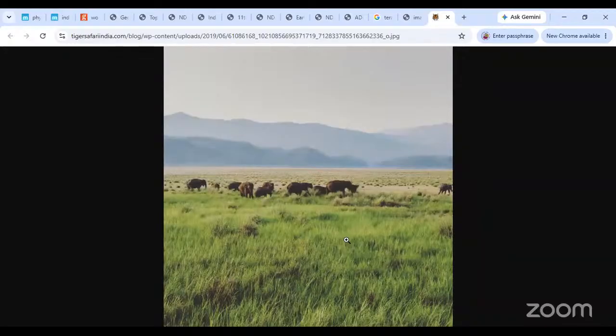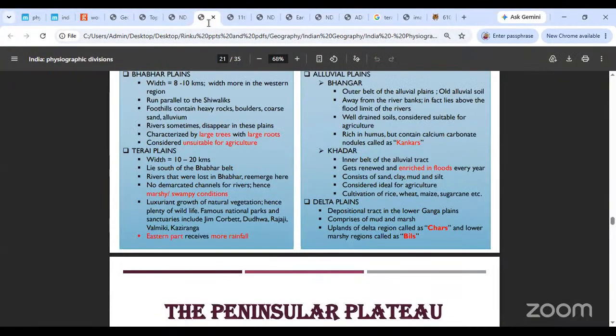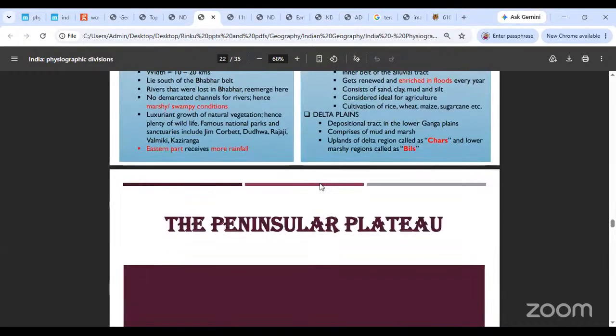Trees will definitely be there. In fact, you will find a lot of lush and luxuriant vegetation. But this is generally what the terais look like. And this finishes off our Indian plains.